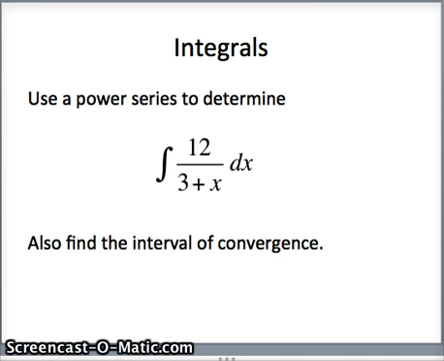So the goal is to use a power series to determine the integral of 12 over 3 plus x dx, and then examining that power series, find the interval of convergence.